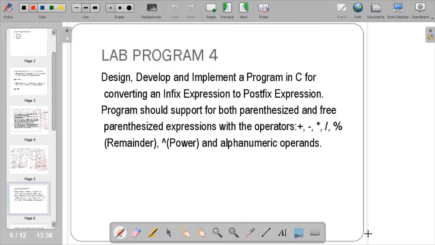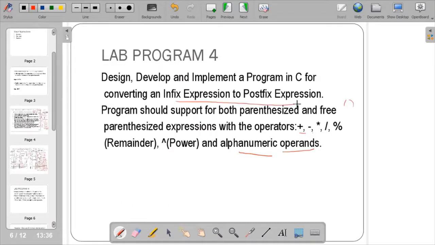So let us go directly to lab program 4 now. In this he has told clearly: design and implement a program in C for converting an infix expression to the postfix expression. The program should support both parenthesized and unparenthesized expressions with operators, and alphanumeric operands. Alphanumeric means it involves alphabets as well as numeric operands. So these are the operands, and plus, minus, star as I told regarding the operators, and it should also support the brackets. That is what he has told.